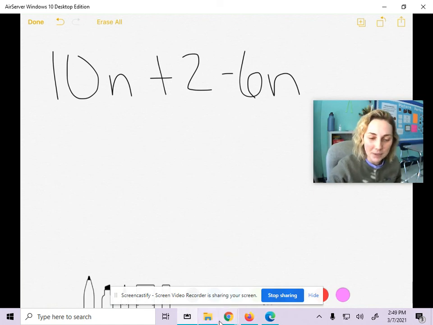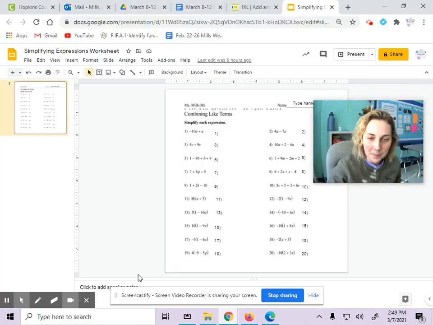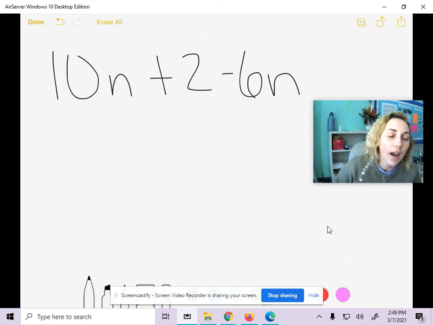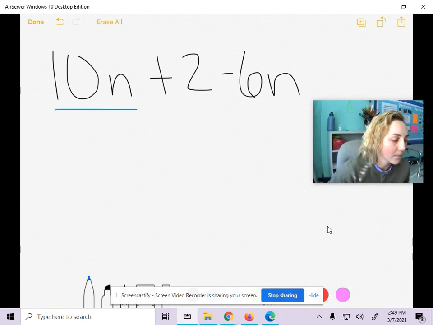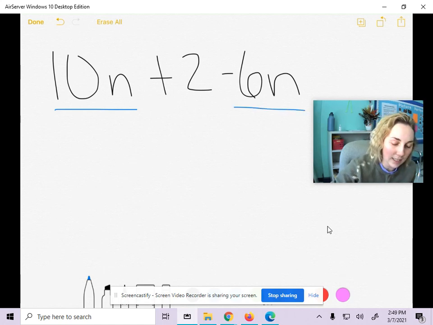All right, so here is number 4. We have 10n, we're adding that by 2, and then we're subtracting that by 6n. And again, we have to combine like terms in order to simplify this expression. So what you have to do is, let's look at our first term. We have 10n. What we have to do is we need to combine that with other terms that are like 10n. And like terms, again, have to have the same variable and the same exponent. So the same term as 10n will be negative 6n.